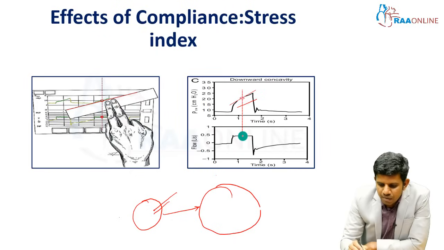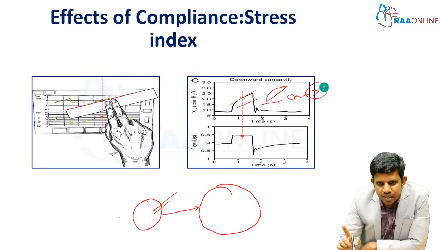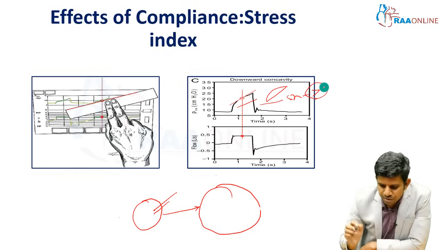So at the same tidal volume, what happens? If the slope is linear, compliance is constant. If my compliance decreases during inspiration, the pressure will increase. So the downward concavity means the stress index is more than 1, which means it is already overdistension. You have to come down on your PEEP or pressure.